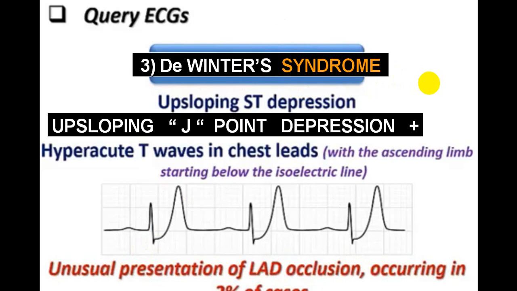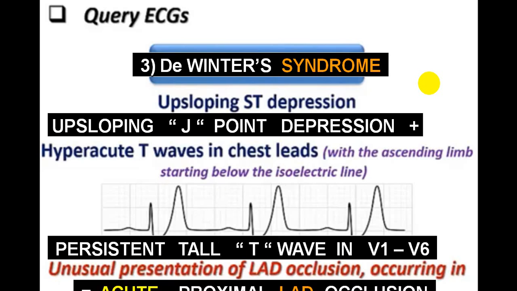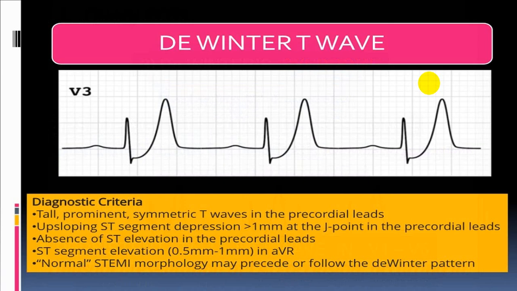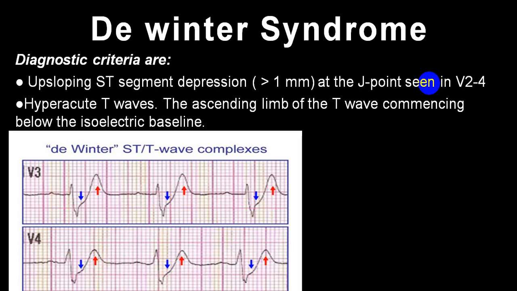It is also called J-point depression with tall T wave or hyperacute T wave. Persistent tall T wave right from V2 to V5 is quite common, and it is proximal LAD occlusion. Again shown very clearly. At your leisure time you can go through. Again the same, you can have a look at this.